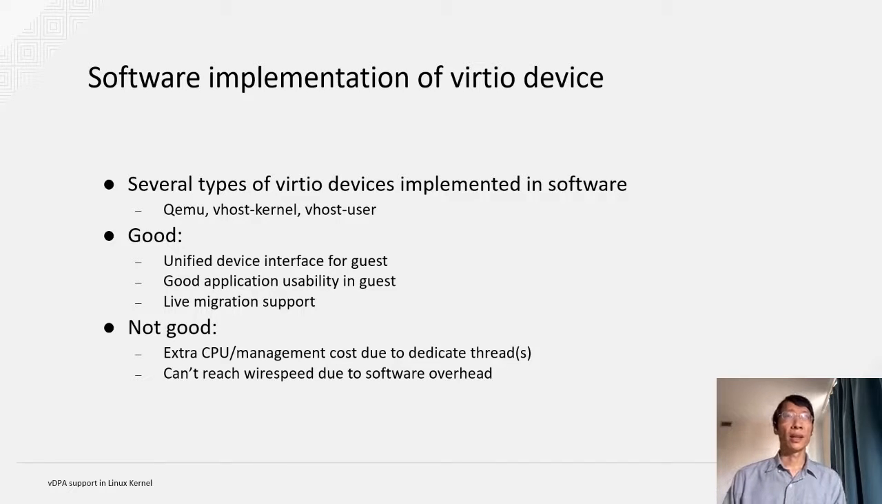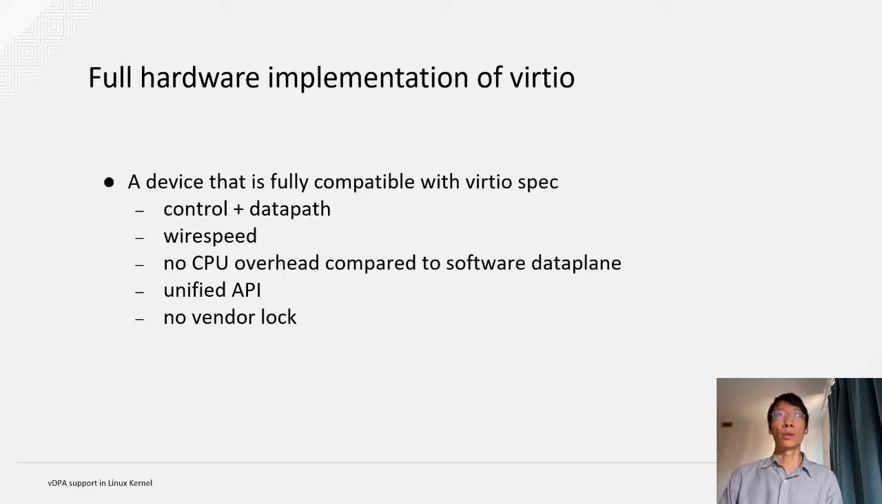Consider that high-speed Ethernet network cards are becoming available in the community. In order to address all the limitations found in the software virtio implementations, some hardware vendors started to implement virtio in hardware, which means the device is fully compatible in both control path and data path with the virtio specification. Then it could reach wire speed, and there will be no CPU overhead, since all the data plane has been offloaded to the hardware. The unified API was preserved, and there will be no vendor lock-in.